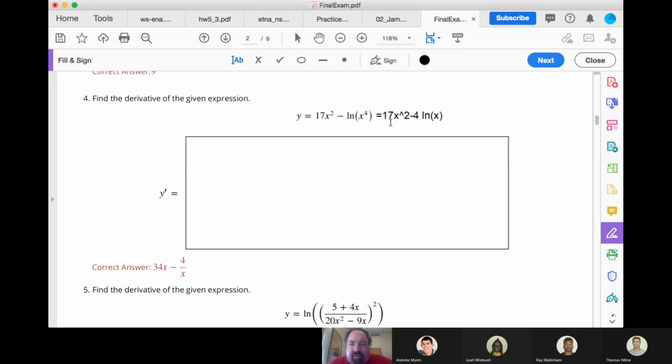Then when you take a derivative, you get 4x just from a power rule, and then natural log of x, its derivative would be 1 over x, thus the 4 over x that we see here in the answer.